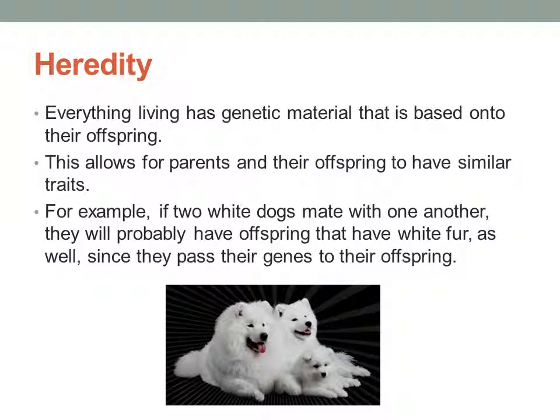Another characteristic of life would be heredity. So everything living has some sort of genetic material that is passed on to their offspring. This allows for parents and their offspring to have similar traits. For example, if 2 white dogs, like you see below, mate with one another, they will probably have offspring that have white fur as well, since they pass their genes to their offspring. So this passing of genes is what we call heredity.